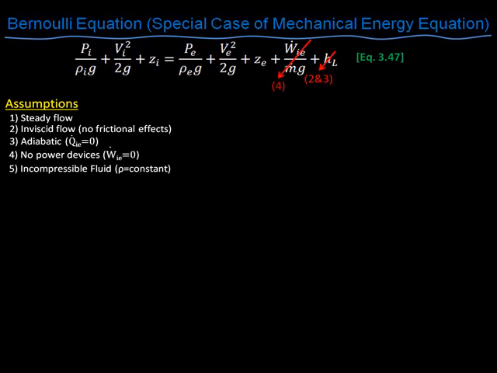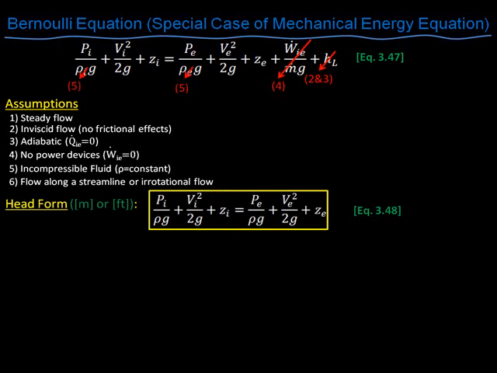And then incompressible fluid. So the density is constant in incompressible fluids. That means the density at the inlet and the density at the exit are the same. So we can get rid of those subscripts and just use density in our equation. Finally, we assume that the flow is along a streamline, or in other words, it's irrotational flow.